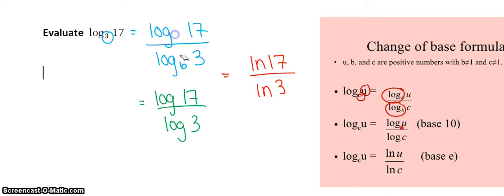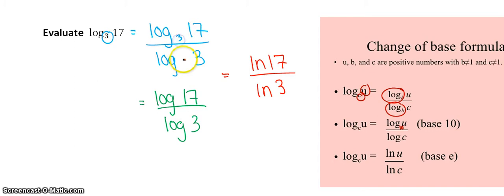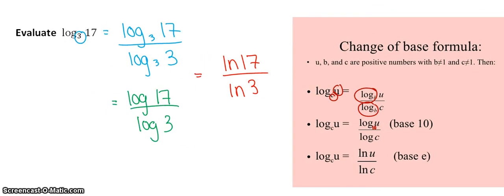Okay, now let's say the base wasn't b originally. Let's say it was a number, and I'm going to pick any number I want because it doesn't matter. So let's say I pick 3. If you plug in the blue, the green, and the red in your calculator and get a decimal, they're all going to give you the exact same thing because they're all equivalent. And that's what the change of base formula says.